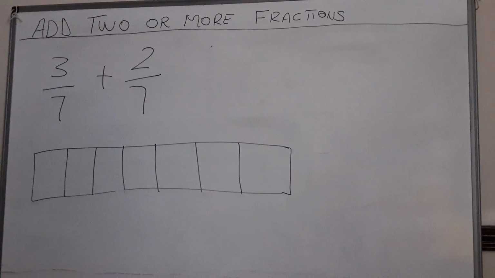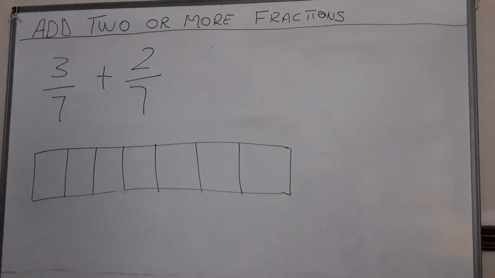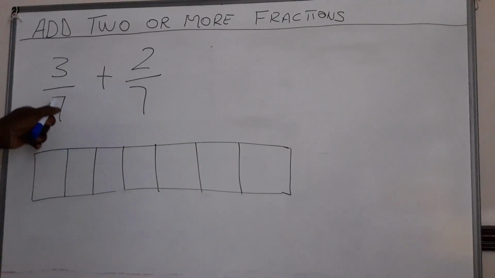Alright, let's work out another example. We have this question. We have to add 3/7 plus 2/7. Well, we can use the bar model to do this. First, the rule, we have to check the denominator. And looking at this, we know the denominators are the same, so we don't need to change it. All that we have to do is to add the numerators. And we can use the bar model to help us to do this.